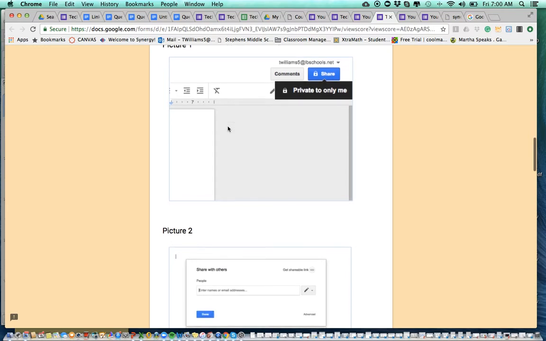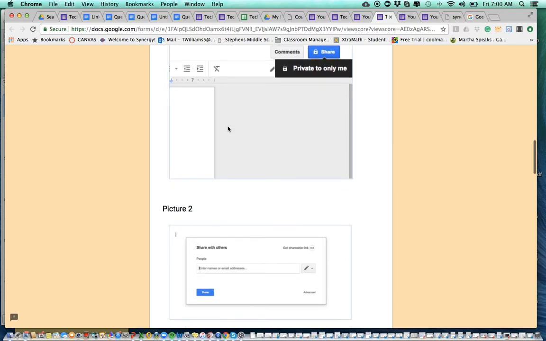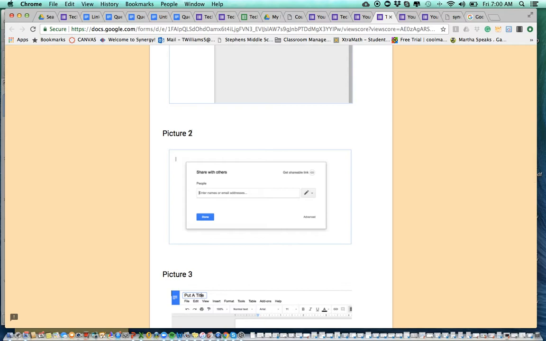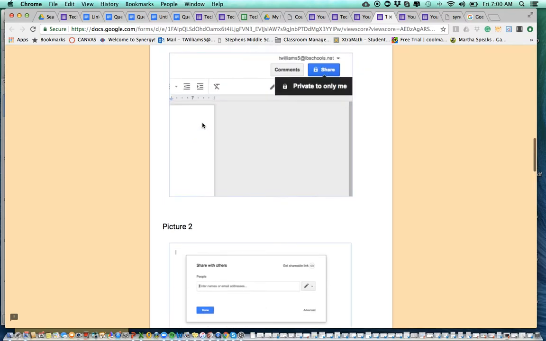But on the assessment that you're about to retake, it's going to be different. The pictures will be the same, but the order will be different. So make sure that you pay attention to that.